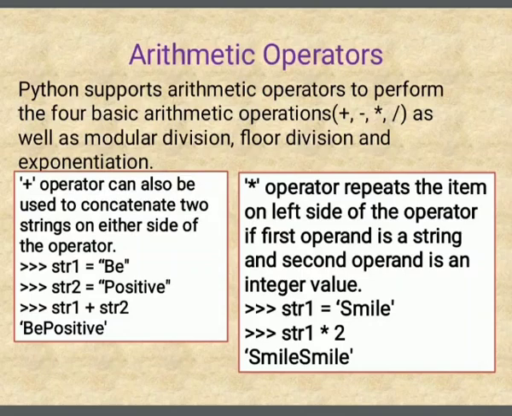What will happen if we give it the number 3? For example, str1 into 3. It will print smile 3 times: smile, smile, smile. So what is the purpose of the operator when it works on strings? The multiplication operator repeats the item on the left-hand side of the operator if the first operand is a string and the second operand is an integer value. So the first operand should be the string value and the second operand should be the numeric value. Then it will work properly.